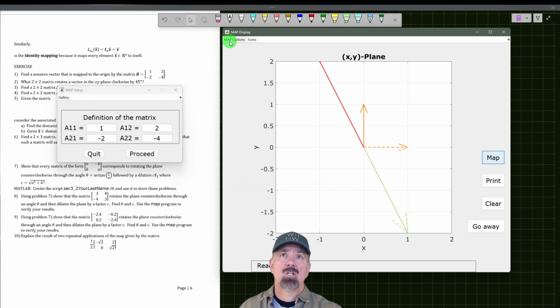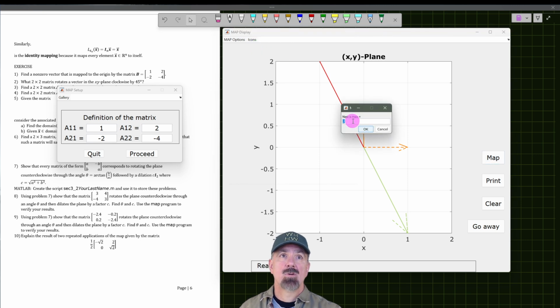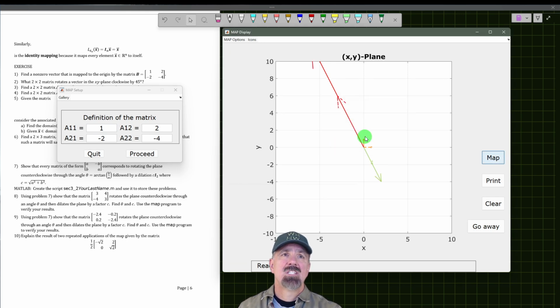Under map options, you have the ability to change the axis limit, and that will rescale the axes so you can see what's going on. For example, what I'm going to do here is just scale up to 10. And you can see that the standard basis vectors are still here in orange. The first mapping are these light green vectors, and the second mapping are the red vectors.